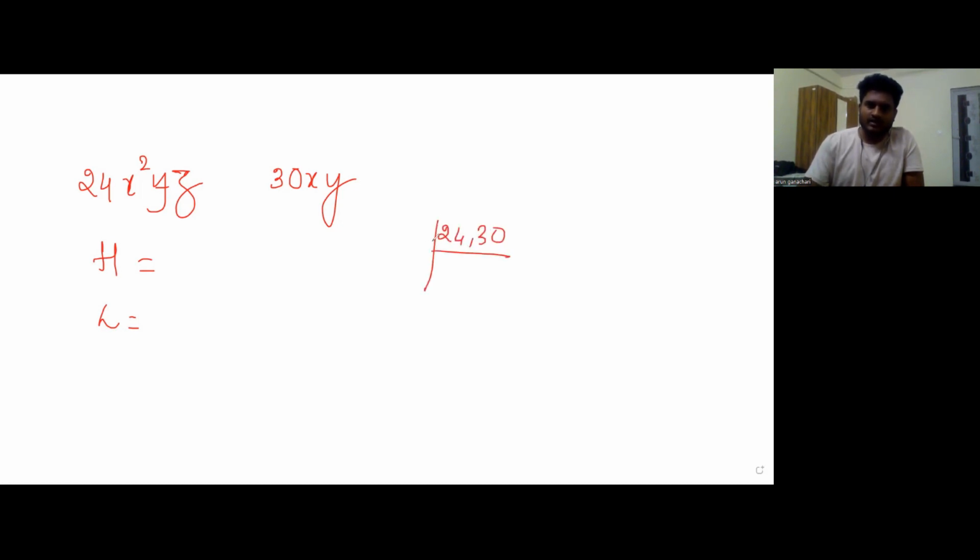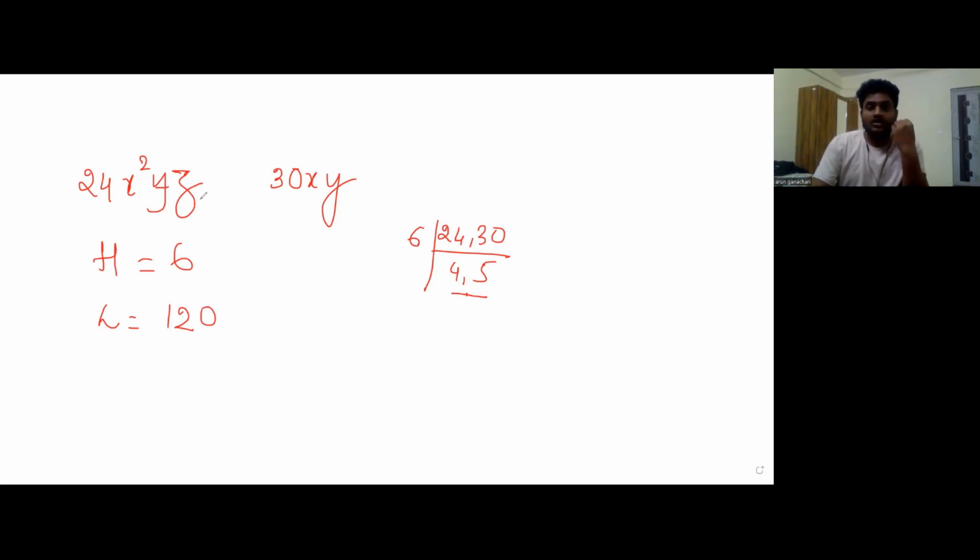We can directly divide by 6. 6 fours are 24, 6 fives are 30. We cannot divide it further. So here the HCF is 6. What is the LCM? Multiply the numbers. 4 fives are 20, 20 sixes are 120. Yes, this is correct. Now we'll move on.